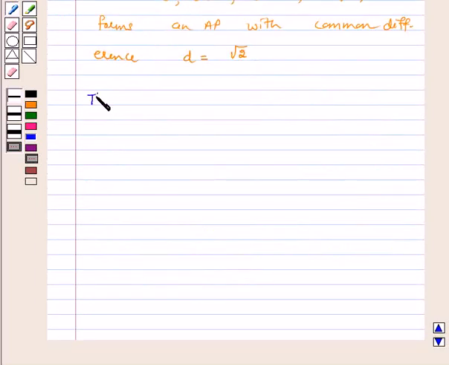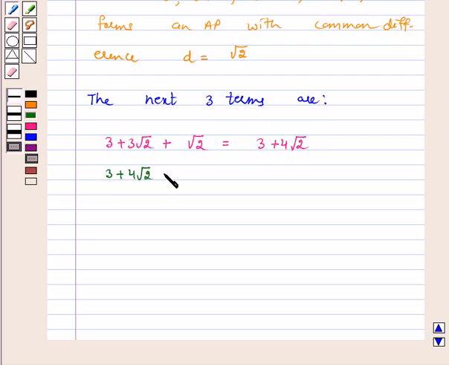The next three terms are 3 plus 3 root 2 plus root 2, which is equal to 3 plus 4 root 2. 3 plus 4 root 2 plus root 2 is equal to 3 plus 5 root 2. Next is 3 plus 5 root 2 plus root 2, which is equal to 3 plus 6 root 2.